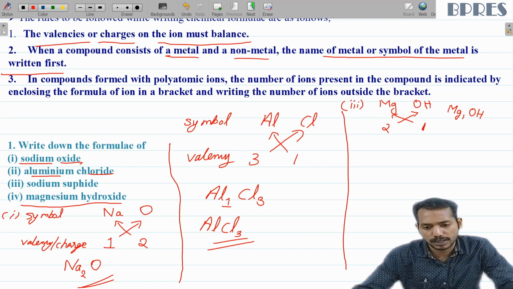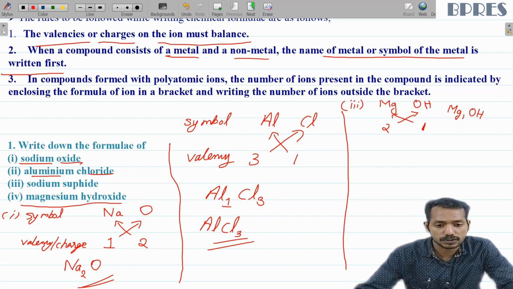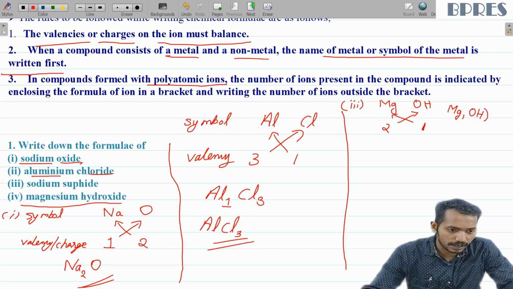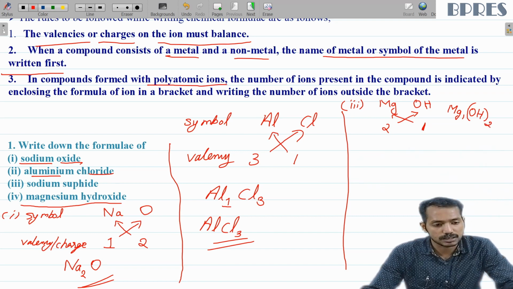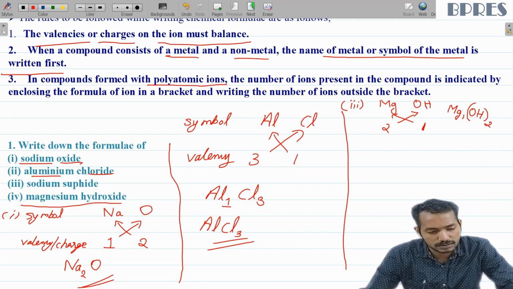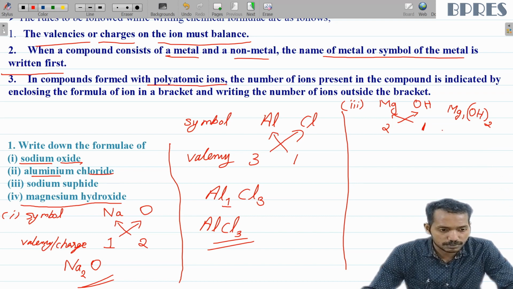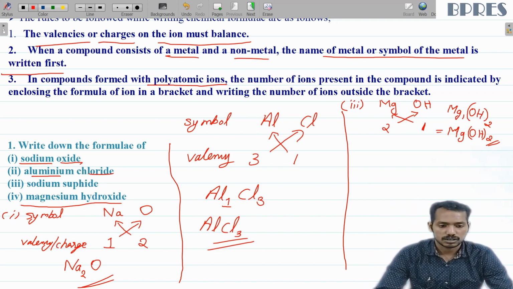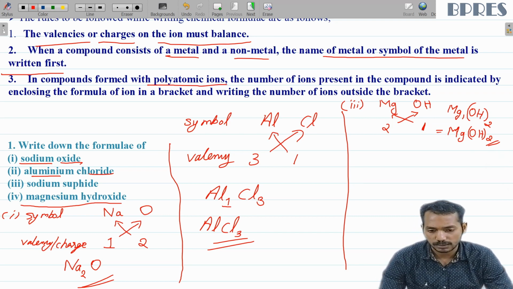The third rule comes in here. In case of compounds formed with polyatomic ions, the number of that polyatomic ion should be written outside the bracket. That means this polyatomic ion should be kept in a bracket. Clear? So we can simply write it as Mg, OH. 1 is not needed. OH should be kept in a bracket, 2 should be outside. This is what we have to follow in case of polyatomic ions. So I hope you understood how to write the chemical formula.